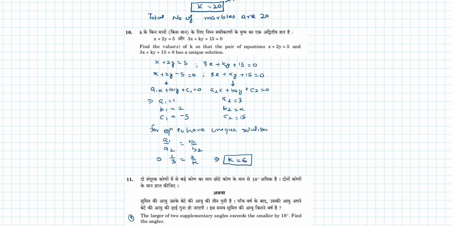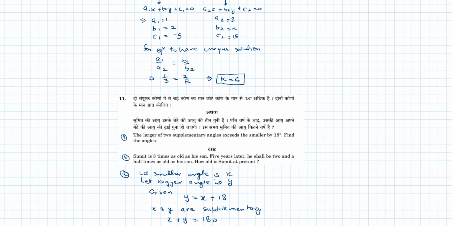For the equations given to us, let us map the coefficients. So what do we get? If we map x plus 2y minus 5 to a1x plus b1y plus c1 equal to 0, we get a1 equal to 1, b1 equal to 2, c1 equal to minus 5. Similarly, a2 equal to 3, b2 equal to k and c2 equal to 15. For a unique solution, a1 upon a2 is not equal to b1 upon b2, that is 1 upon 3 is not equal to 2 upon k, that gives k not equal to 6. So that is our answer.